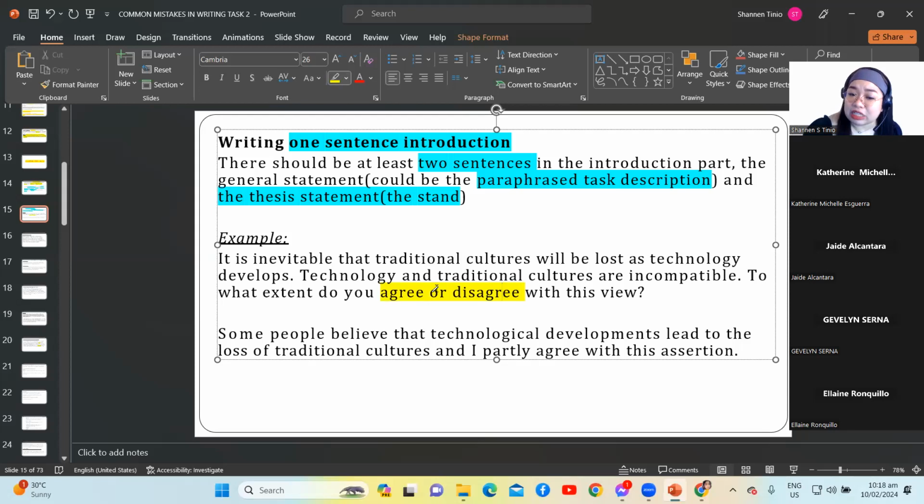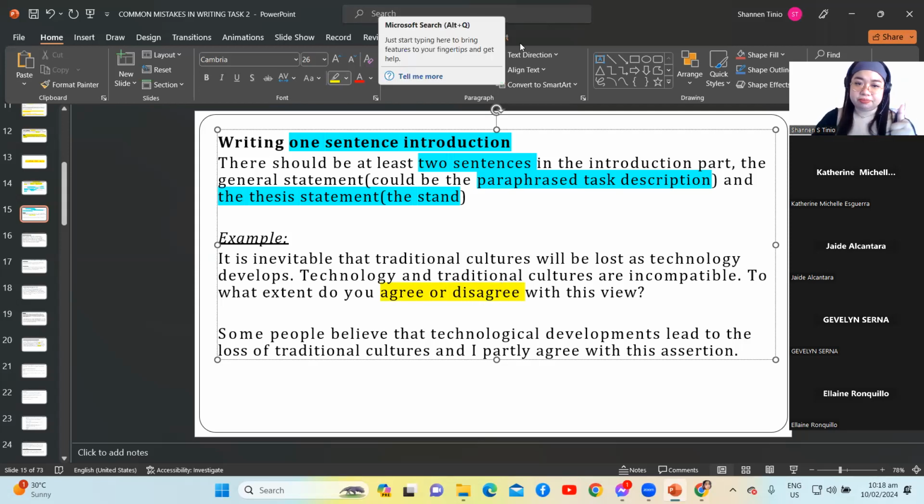Ang pinaka-task dito, you're going to give your stand, whether you agree or disagree. And as I was reiterating earlier, huwag tayong indecisive. Make up your mind. Panindigan mo yung sagot mo. And justify it with reasons and examples relevant to the idea of the task. Understood?